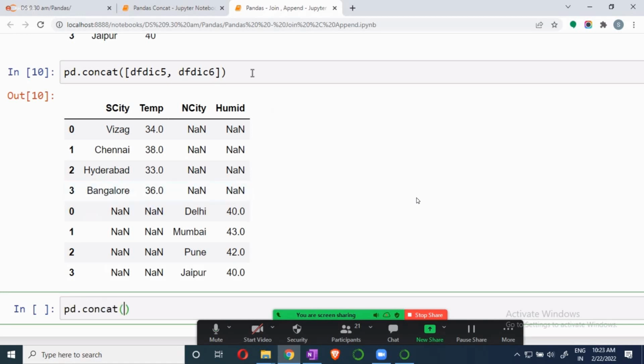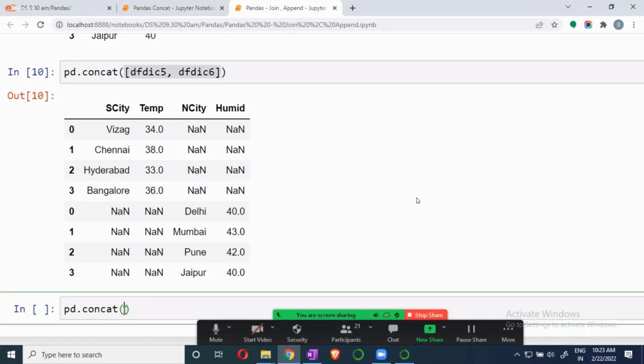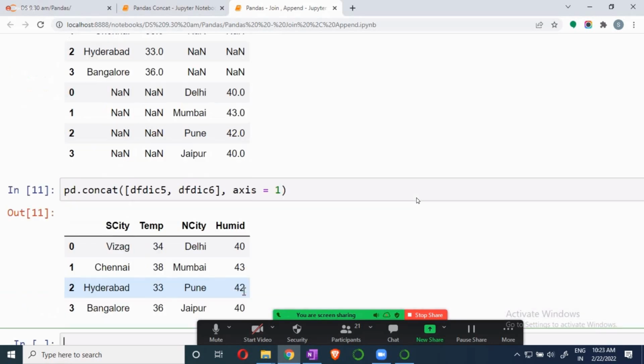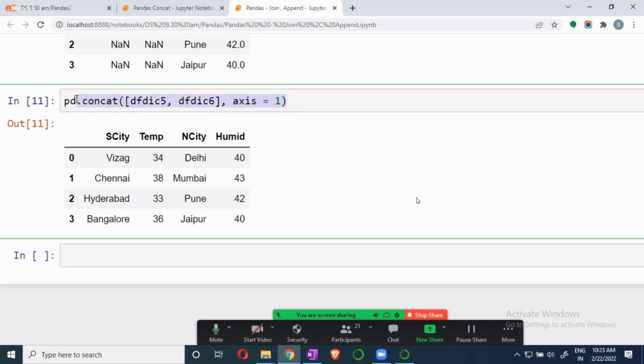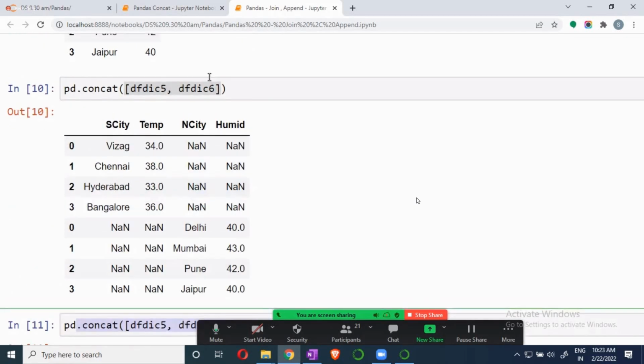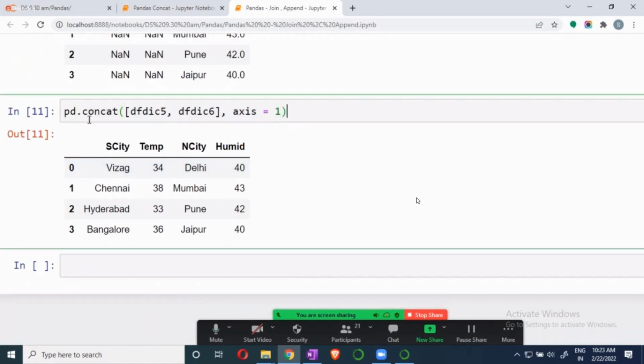Okay, now I will do the same thing. This is axis equal to 1, based on the index. This is called join, and this is called append. But the difference is here, this one we are calling from pd, that is pandas.concat, and this one you are calling from the pandas data frame.